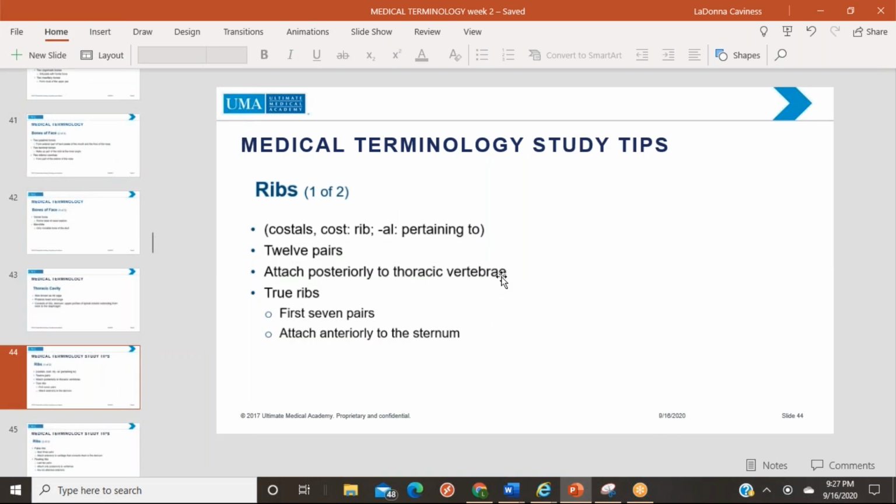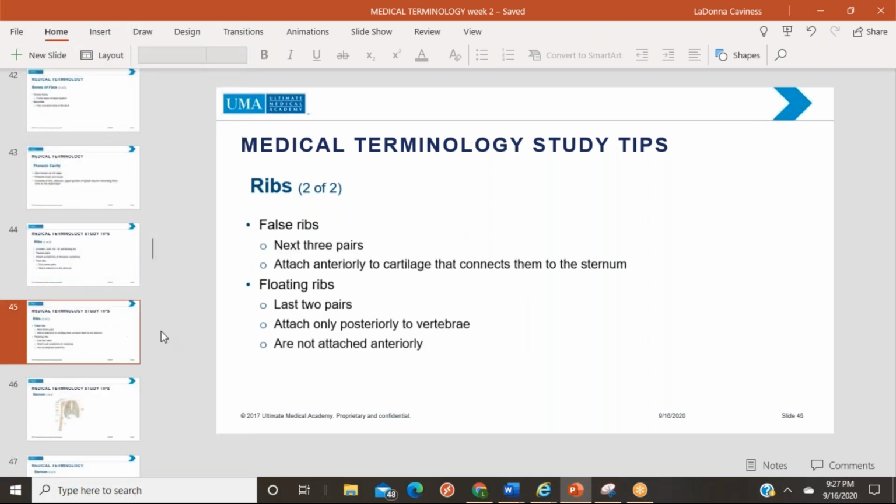All right, ribs consist of costals, and let's break that down. COST means ribs. AL always means pertaining to. 12 pairs attached posterior to thoracic vertebrae. True ribs, first 7 pairs, attach anteriorly to the sternum. False ribs, next 3 pairs, attach anteriorly to cartilage that connects them to the sternum. Floating ribs, last 2 pairs, attach only posterior to the vertebrae, and are not attached anteriorly.